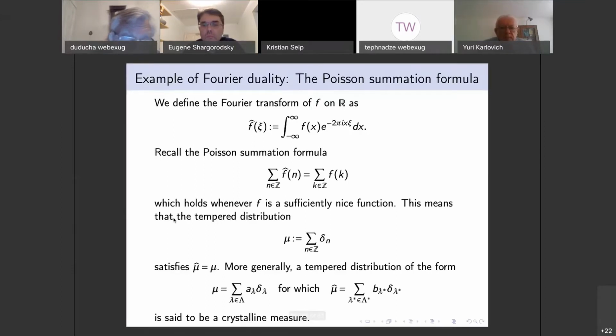So please continue. One way to phrase this is to say that the tempered distribution that we get by taking point masses at the integers, call it mu, has its own Fourier transform. So mu hat is mu in the distributional sense. More generally, we have the situation that the tempered distribution is a weighted sum of point masses over some sequence of points on the real line, for which the Fourier transform is of the same kind, over a dual sequence, lambda star, on the real line. When we have this situation, we say that mu is a crystalline measure. This is a generalized version of the Poisson summation formula that has received some attention in recent years.